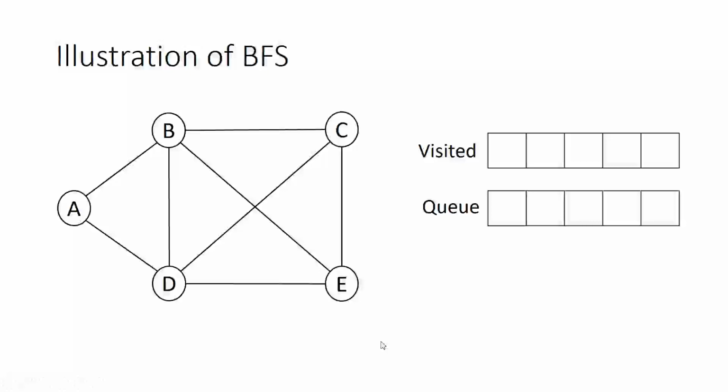We are seeing this on an undirected graph. The same process can be carried out on a directed graph also. So we are starting with node A, and here we require two arrays, that is visited and queue. Whenever we come across one particular node, we copy it into visited. The corresponding adjacency nodes we put into the queue. Let us start the process. So we are starting with A.